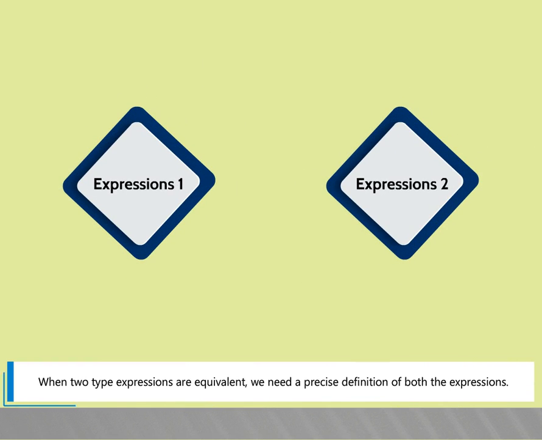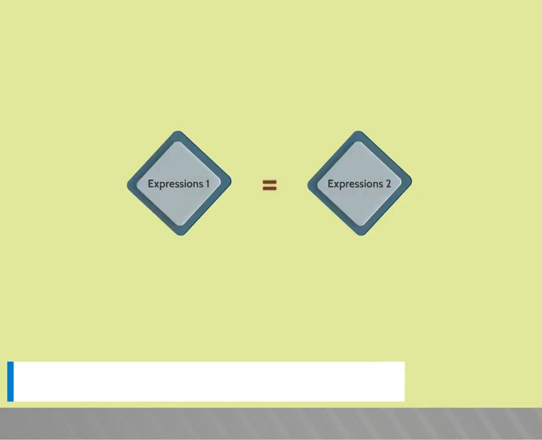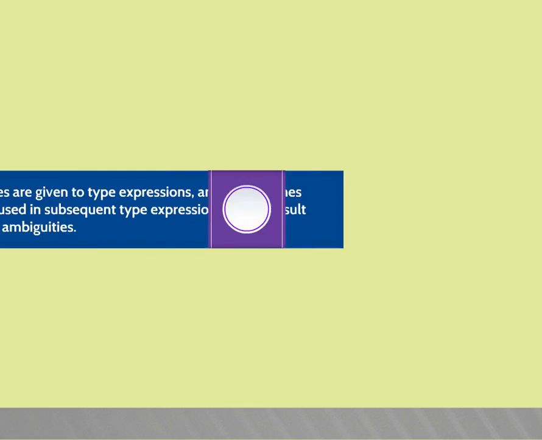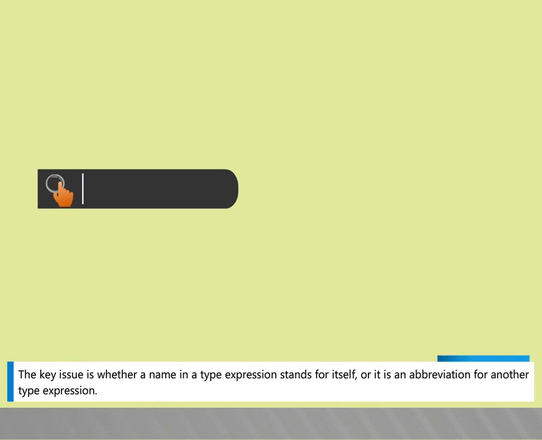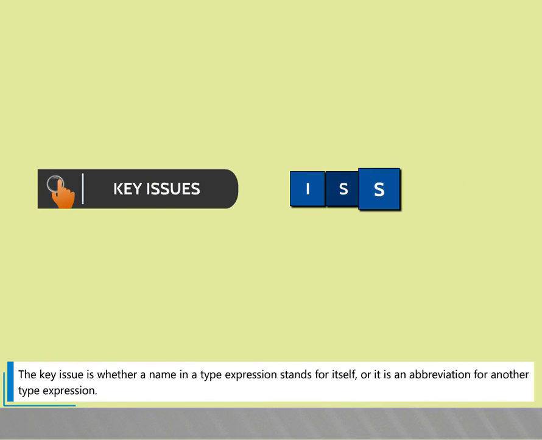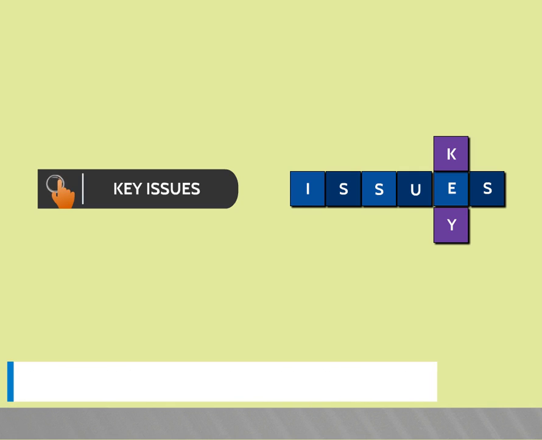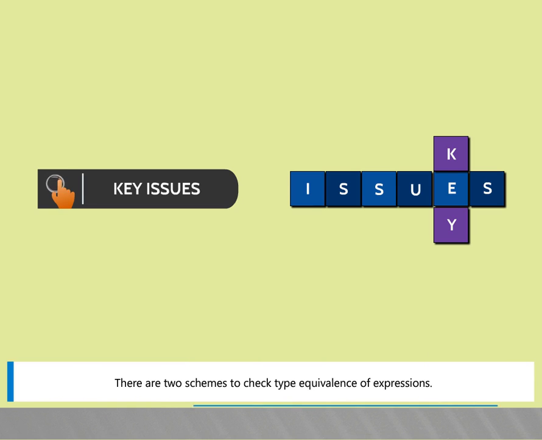When two type expressions are compared for equivalence, we need a precise definition of both expressions. When names are given to type expressions, and these names are further used in subsequent type expressions, it may result in potential ambiguities. The key issue is whether a name in a type expression stands for itself or is an abbreviation for another type expression. There are two schemes to check type equivalence of expressions.